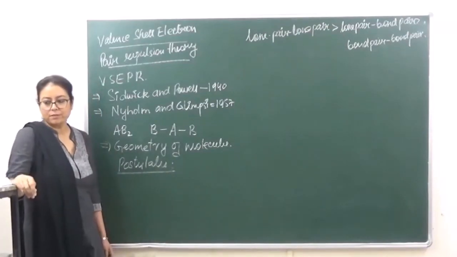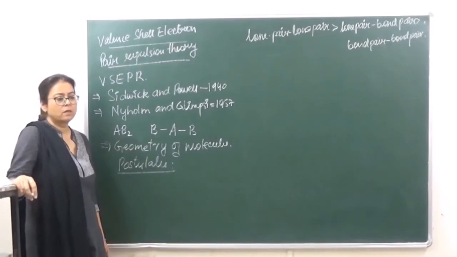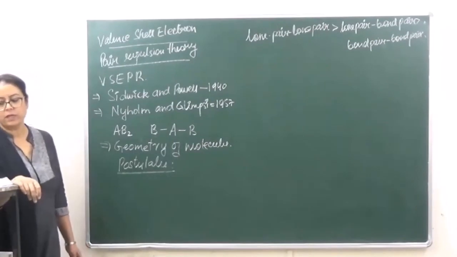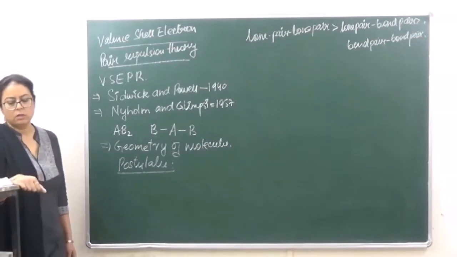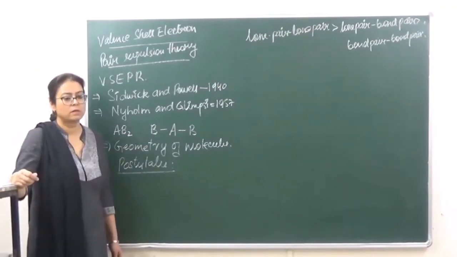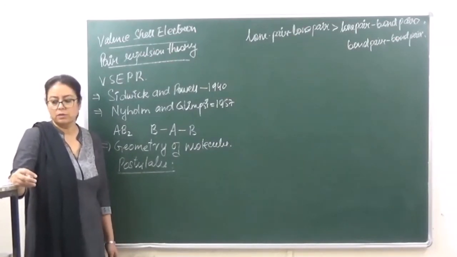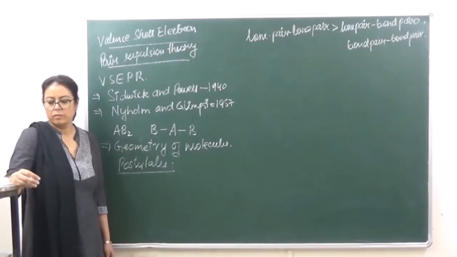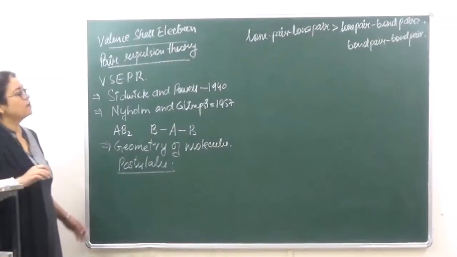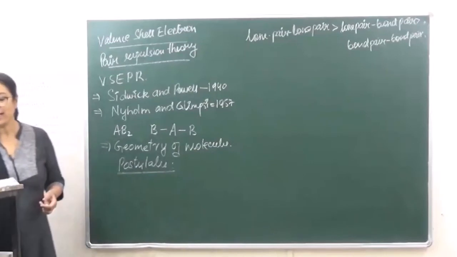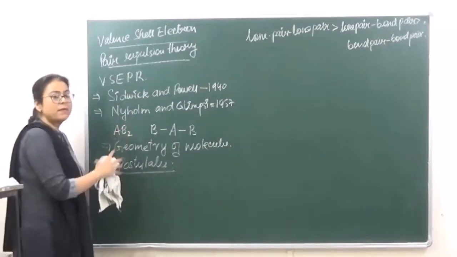Then number 5, the electronic repulsion between two pairs of electrons will be minimum if they are as far as possible. ठीक है? So these are the main postulates. Now, depending upon this, let's try and talk of certain examples to illustrate the VSEPR theory.